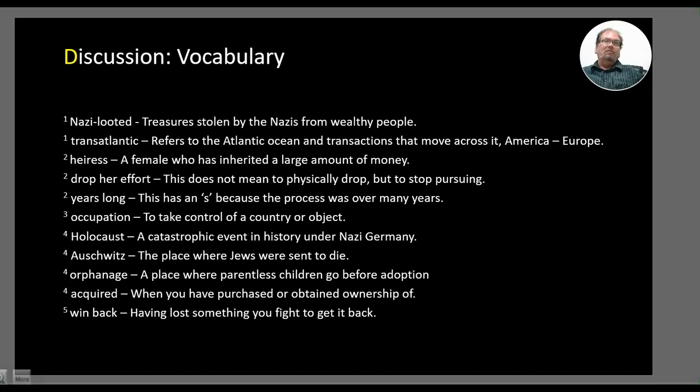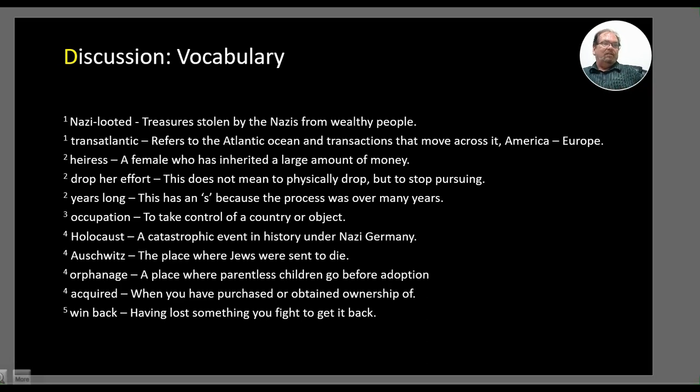Short, 10 paragraphs, but read the original story and look at other links. Vocabulary. Nazi looted is treasures stolen by the Nazis from wealthy people, and I think that's in the story. Transatlantic refers to the Atlantic Ocean and transactions that move across it, America to Europe and Europe to Canada, sorry.